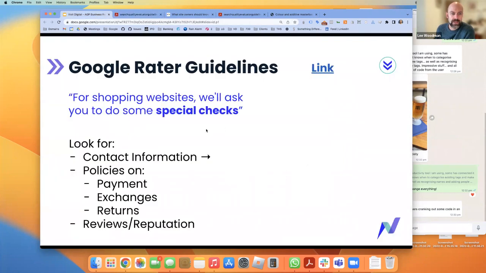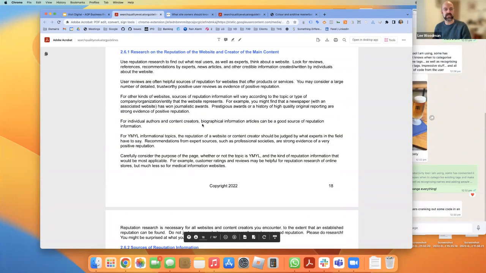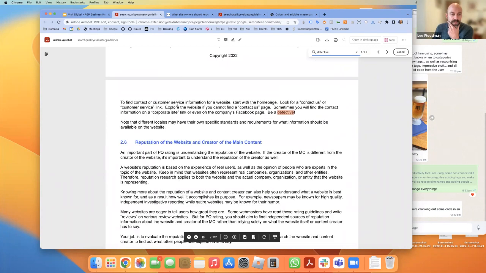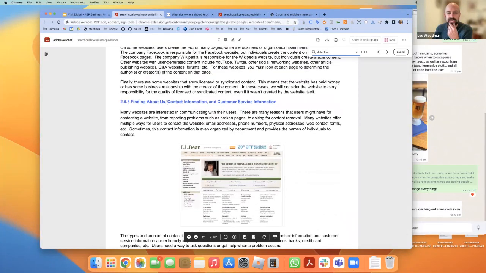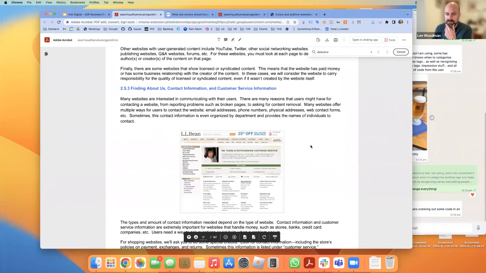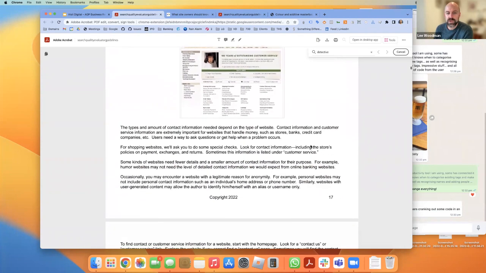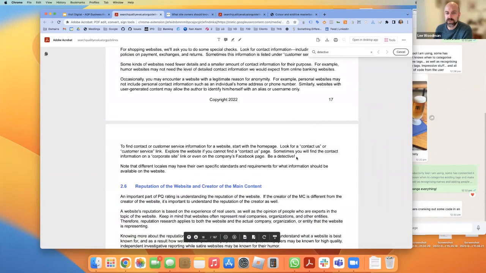And then the other one is be a detective. So inside here, detective. So this is finding about us, contact information, customer service information. Those 3 things are pretty important to people when they're researching brands that they're going to either work with, buy from, or interact with in some way. So contact information is so important. Google's saying here, be a detective. So actively go and find that information.